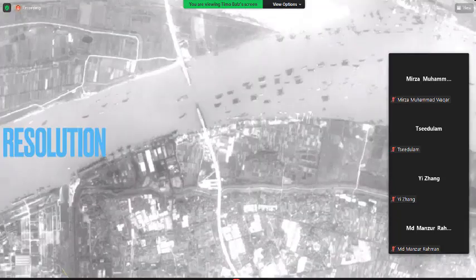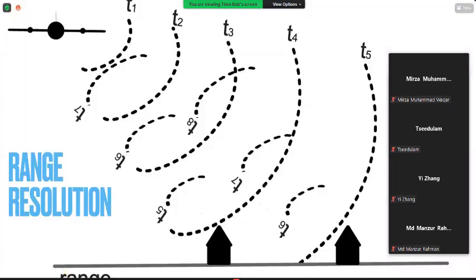All right, but let's talk about resolution. We talked about how we can define the ship size by the signal strength. But if I have a high resolution image, I can also measure the ship size, right? It's even better. Now let's talk about how we can achieve resolution and what resolution we can achieve.